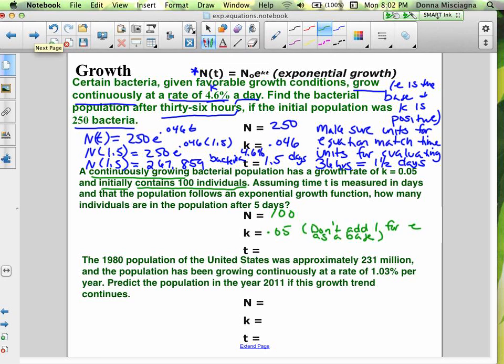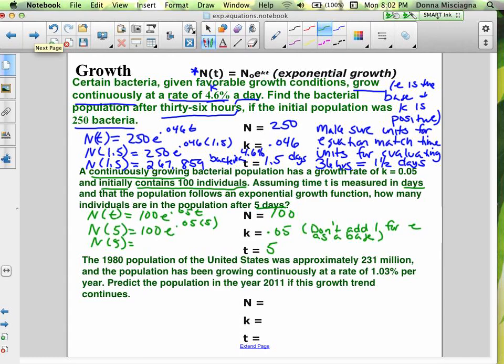Assuming time t is measured in days and that the population follows an exponential growth function, how many individuals are in the population after 5 days? This time it matches. Our equation's in days, and we want to know after 5 days. So no need to change there. The amount after any number of days would be 100 times e to the 0.05 t power. If we want to know the amount for 5 days, we're just going to replace t with a 5, and now it becomes a calculator problem.